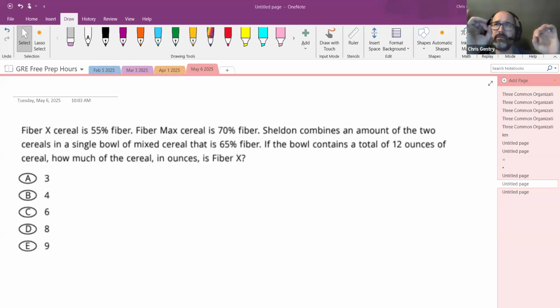So it feels like we have two competing ideas. Yes, exactly. You've got a 70% and a 55, and they're fighting each other, and somehow they have to coordinate to get to 65.